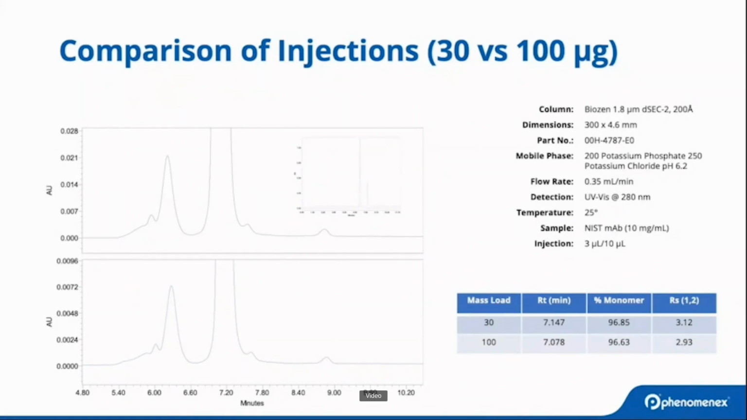So aside from a slight shift in retention time here, the percentage monomer is essentially identical, while the resolution of the monomer and the high molecular weight species is similar as well. So there's no adverse effects to the mass load in this particular application.